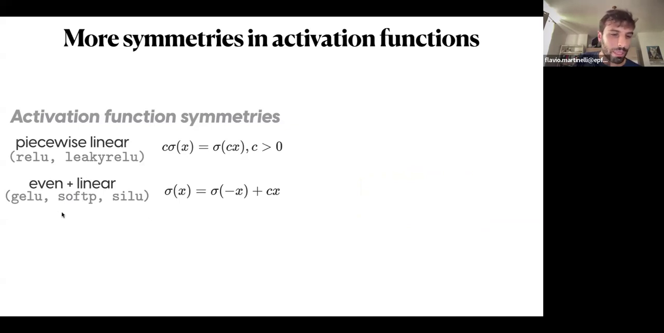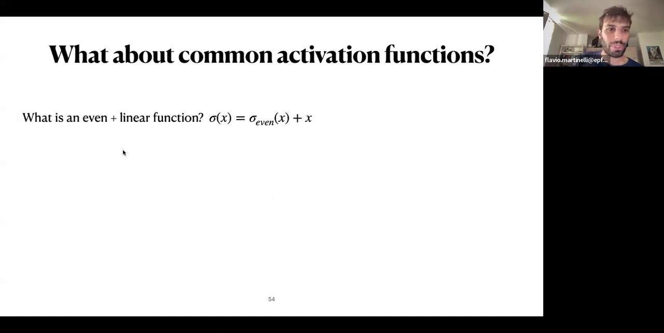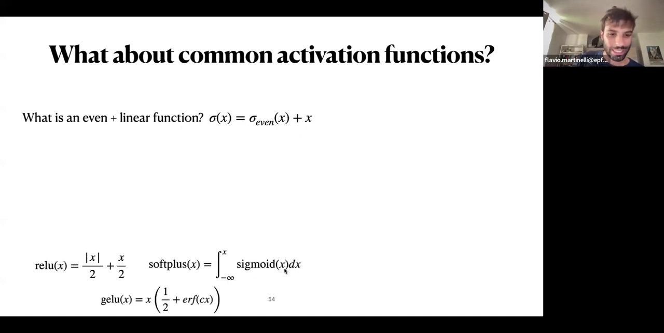There are other symmetries that are a bit more interesting. For example, most of the activation functions are actually composed of an even plus linear part, meaning that you can decompose the activation function as an even activation function that doesn't care about the sign of the input weight, and an odd component. So just to go a little bit more in detail, what is an even plus linear activation function? For example, ReLU, I can decompose it in this way. Softplus, which is the integral of an odd function, sigmoid, and also GELU, which is linear times an odd function, so it becomes an even function.